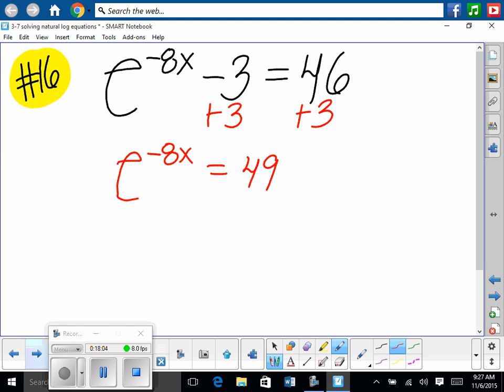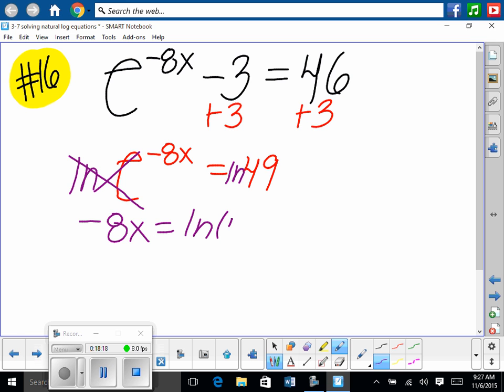Are we all following me? And then you tell me, what undoes e? ln of both sides of the equation. So then ln cancels out with e. We have -8x is equal to the ln of 49. And then we would divide both sides by -8. So x is equal to ln of 49 divided by -8.